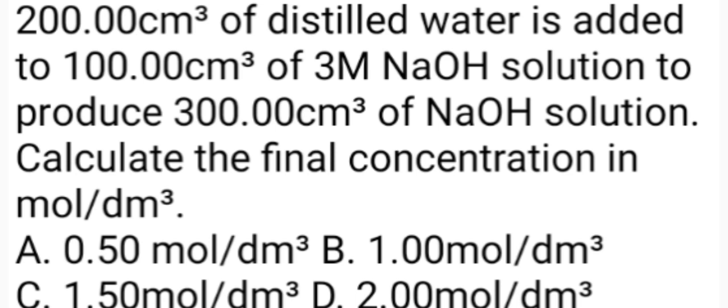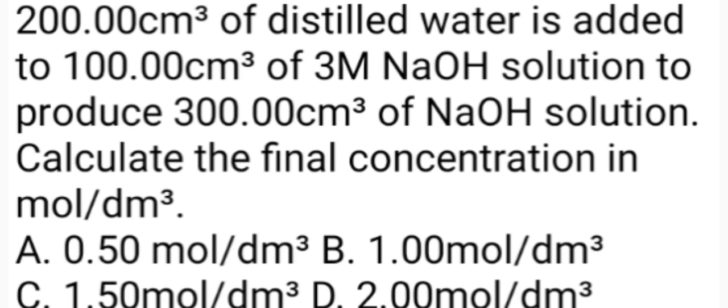And let's look at the question. They said 200 cm cube of distilled water is added to 100.00, which is still sitting as 100. Take note of that. 100 cm cube of 3 molar sodium hydroxide solution to produce 300 cm cube of sodium hydroxide solution. Calculate the final concentration in mole per dm cube. That's the question. So calculate the final concentration in what? In mole per dm cube.